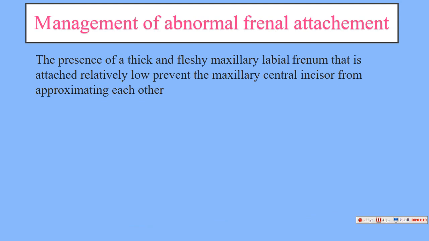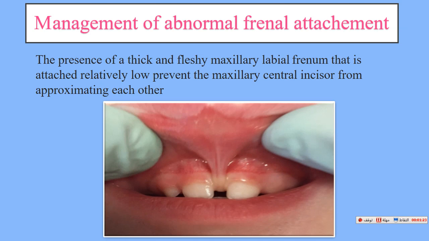Then the management of the abnormal frenal attachment. As seen in this picture, the presence of a thick frenum between the deciduous teeth can cause a problem; it can interfere with the oral habit and with oral function, for example lip function. As seen in this picture, this is a thick frenum, a high frenum attachment between the deciduous incisors. It causes a diastema. If it only causes a diastema and does not interfere with function, we can leave it.